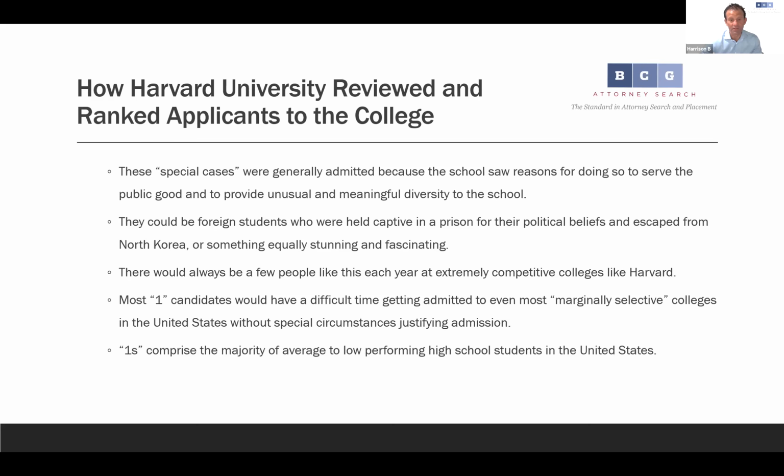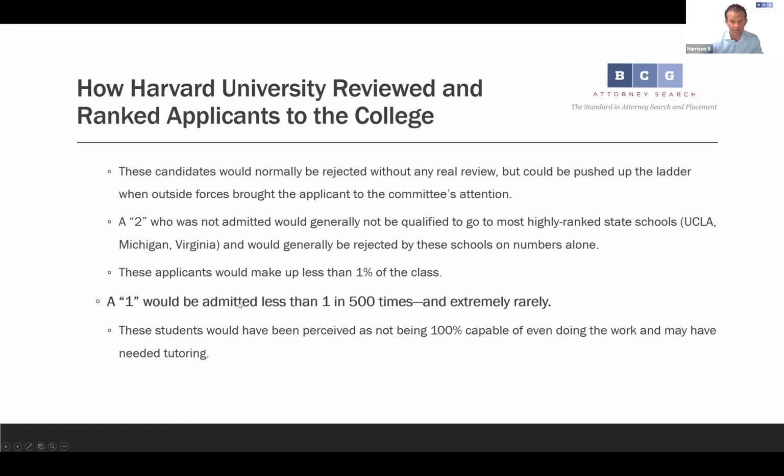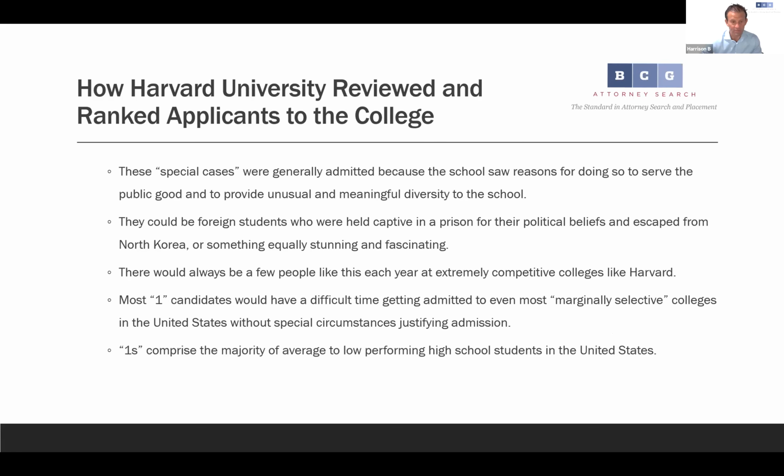And sometimes those people are admitted because the law school is trying to provide unusual diversity to the school. So they could be things like foreign students who are held in prison for their beliefs, things like that, or they're just very close to the school somehow. And that's really how that would work. These 1 candidates are admitted probably less than 1% of the time, or one in 500 times. And certainly schools like Harvard will let them in, and there are reasons for it.